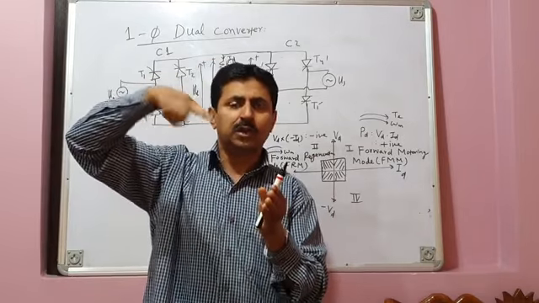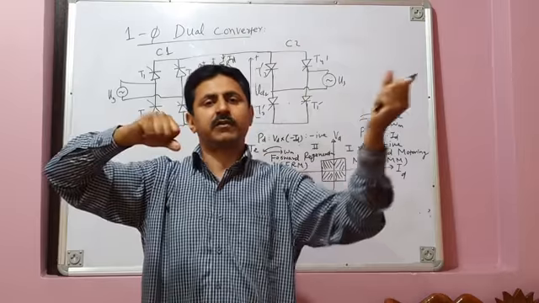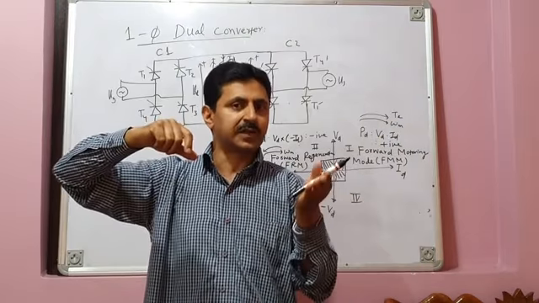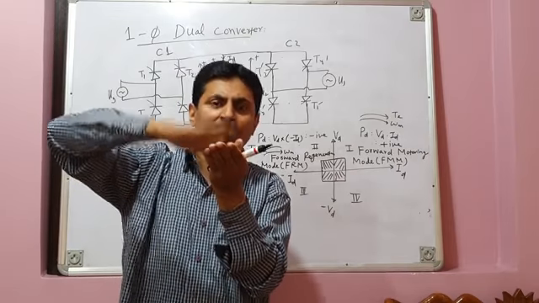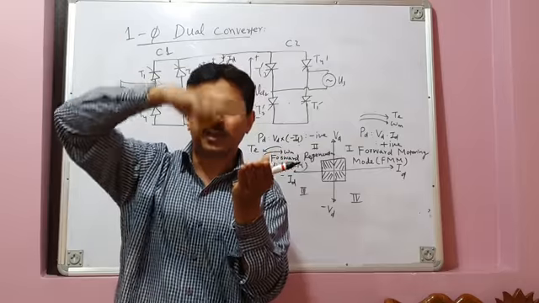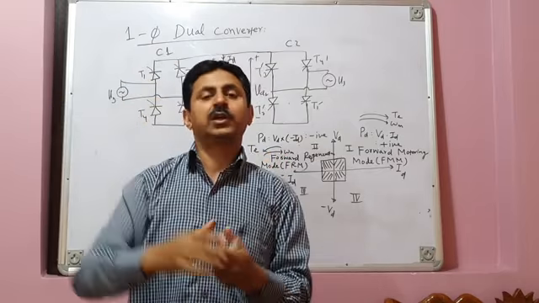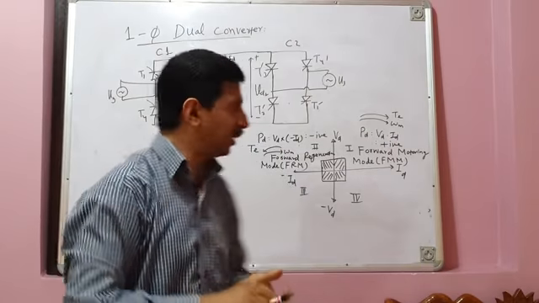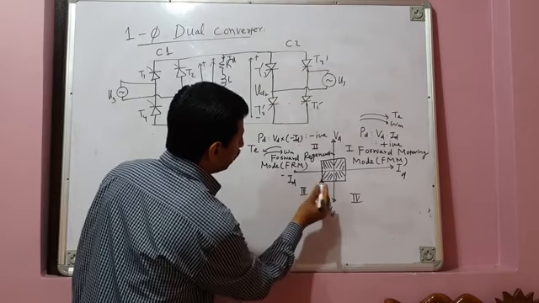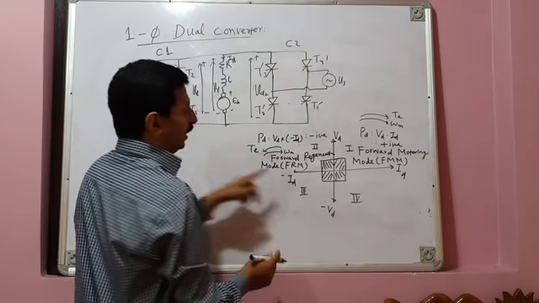In quadrant 2, the machine acts as a generator, supplies energy back to the source. So that means regenerative braking is taking place and it is slowing down. Finally, it comes to a stop. Once it comes to a stop, then it has to run in the opposite direction. So therefore, in the opposite direction, power should again be positive. So therefore, it should now run in quadrant 3.